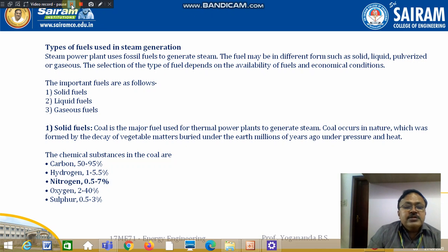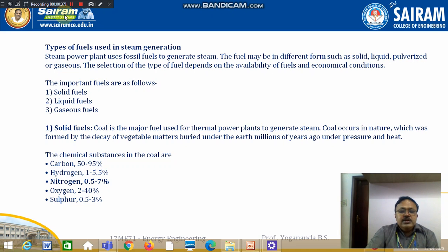Good afternoon, friends. Now we are discussing types of fuels used in generation of steam. The steam power plant will use fossil fuels to generate steam. The fuel used is available in solid, liquid, pulverized or gaseous forms. The selection of the type of the fuel depends upon the fuel availability and the economical conditions. The important fuels are classified as solid fuels, liquid fuels, and gaseous fuels.